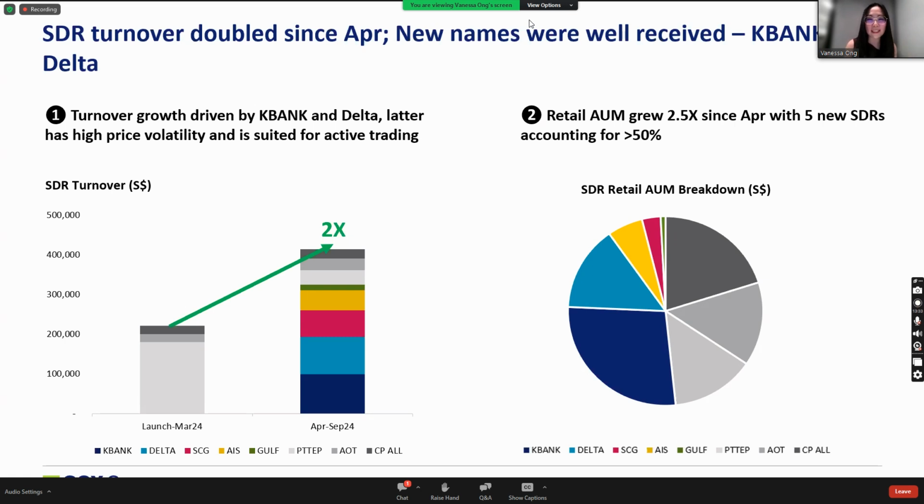among our retail investors. And lastly, from the right, we also see that from a holdings perspective, our 5 new names have accounted for a majority of these holdings and have been well received by investors. With similar names like KBank as highlighted in dark blue, also accounting for around 1/4 of these holdings. So overall, you can see that the Thai SDRs are popular in terms of turnover, as well as among the buy and hold type of investors from a retail AUM perspective.